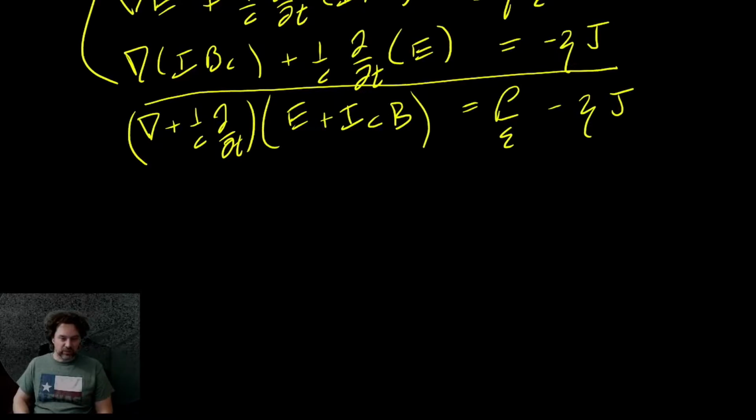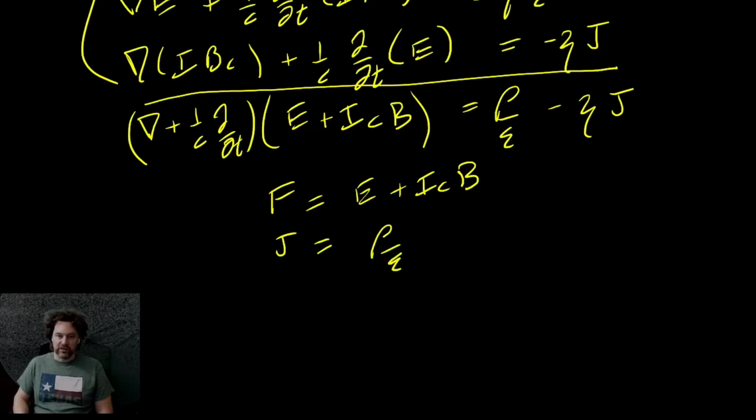We'll just tidy this up one last little bit by writing F equals E plus ICB, and we'll write J as rho over epsilon minus eta vector J.